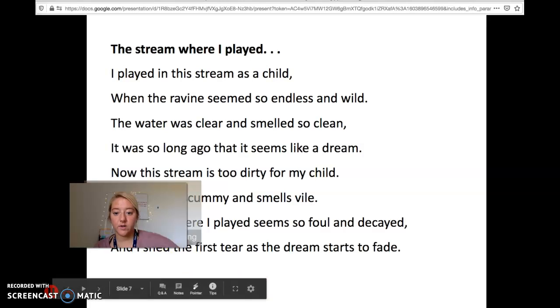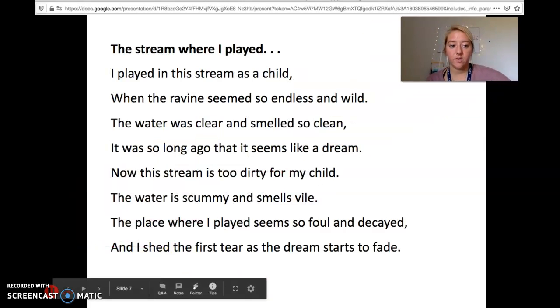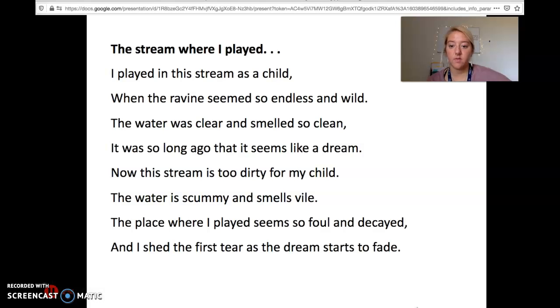Okay, today we're going to talk all about how humans are impacting the hydrosphere. Actually, that's what we're going to talk about for the next couple of days. But I have a poem for you to kick it off. The stream where I played is what it's called. I played in this stream as a child when the ravines seemed so endless and wild. The water was clear and smelled so clean. It was so long ago that it seemed like a dream.